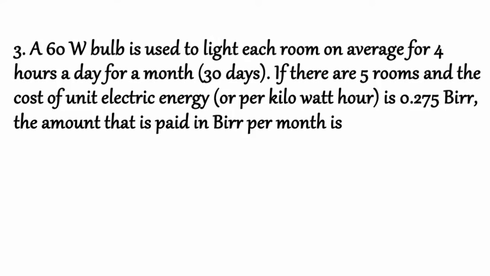Okay, question number 3. A 60 watt bulb is used to light each room on an average for 4 hours a day for a month, 30 days. If there are 5 rooms and the cost of the unit electric energy per kilowatt hour is 0.275, the amount that is paid per month is how much?